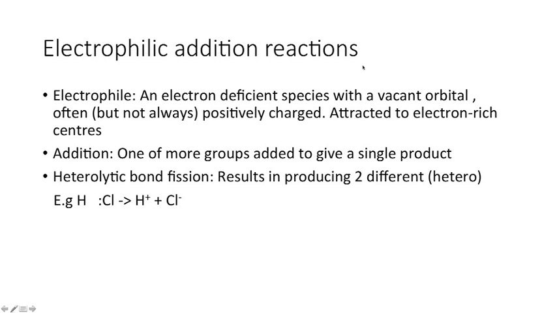They also go through electrophilic addition reactions. So an electrophile is an electron-deficient species with a vacant orbital. It's often, but not always, positively charged, but it will be attracted to electron-rich sectors. This is also an addition reaction because one or more groups is added to give a single product, and it's heterolytic bond fission, as it results in producing two hetero products. So, as if you were going to add this, two different products.